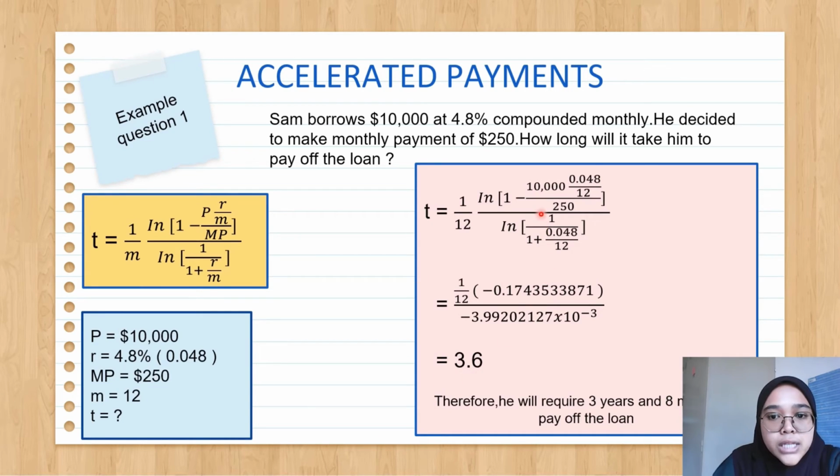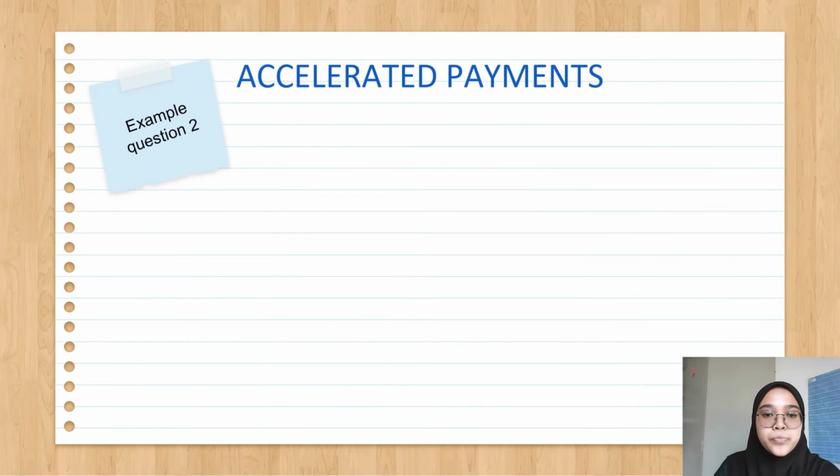Okay, the question is how long will it take him to pay off the loan? So the time is 3.6 years. Therefore, he will require 3 years and 8 months to pay off the loan. Okay, and next we see another example.